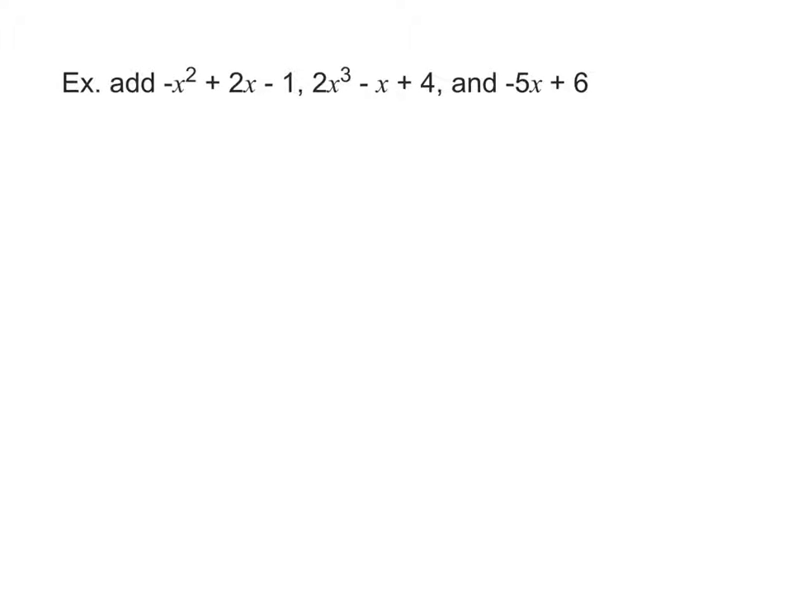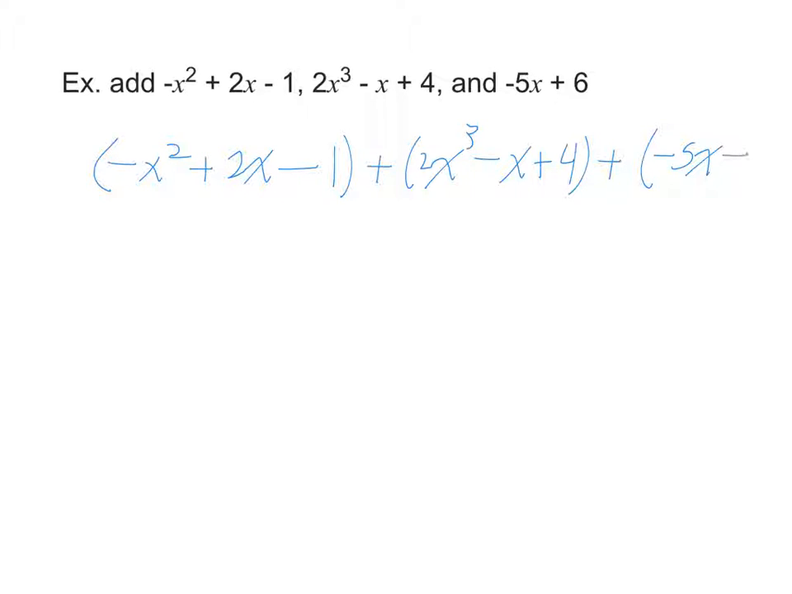In this example, there are three polynomials to add together: a trinomial, another trinomial, and a binomial. Let me write them out in a more practical form. Negative 12x squared plus 2x minus 1 plus 2x cubed minus x plus 4 plus a negative 5x plus 6. Let's put together all the like terms.